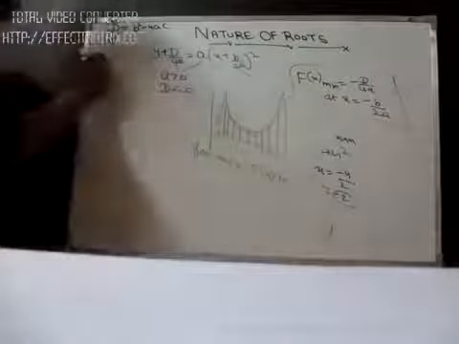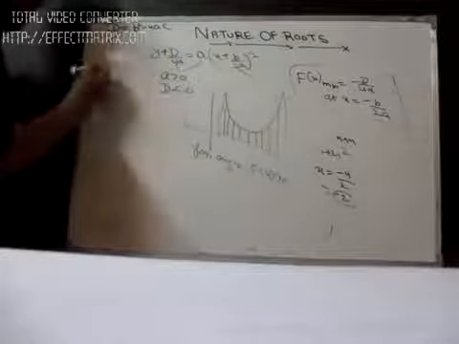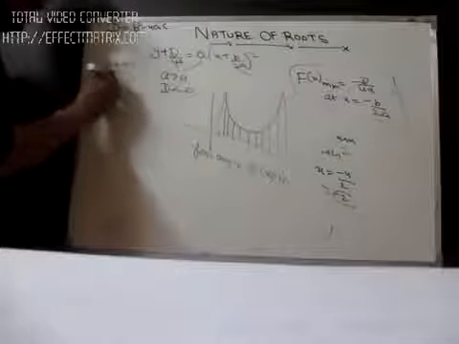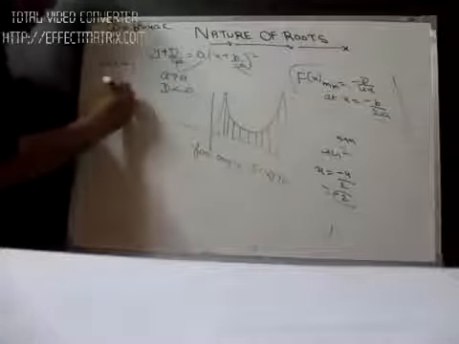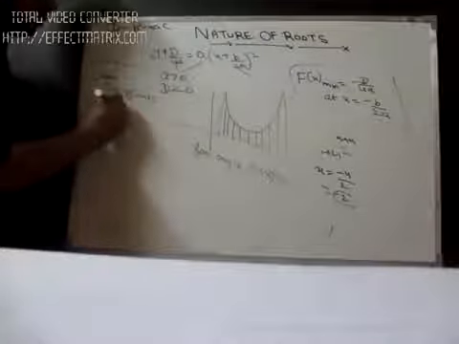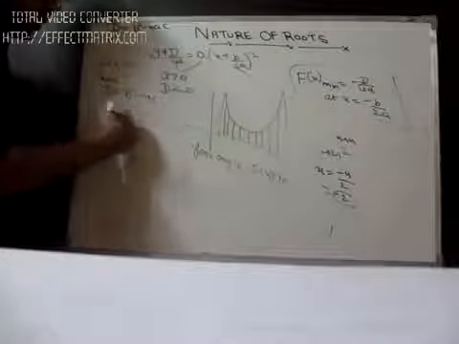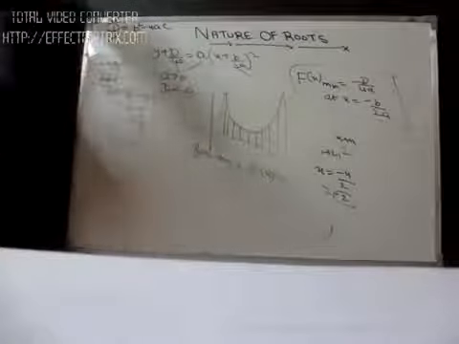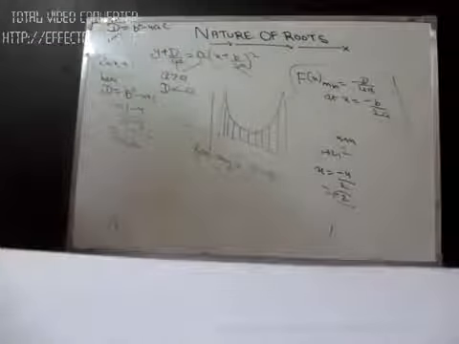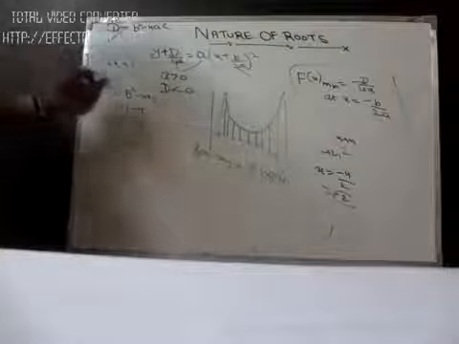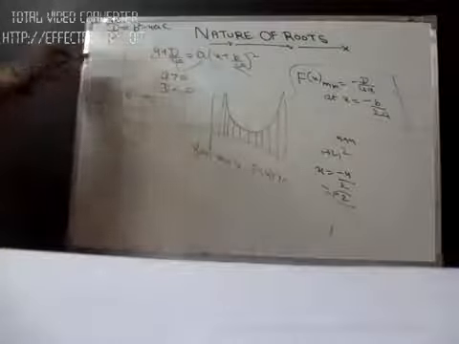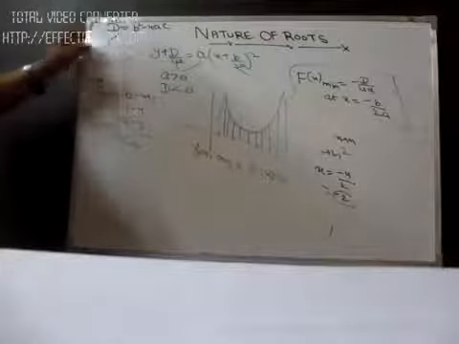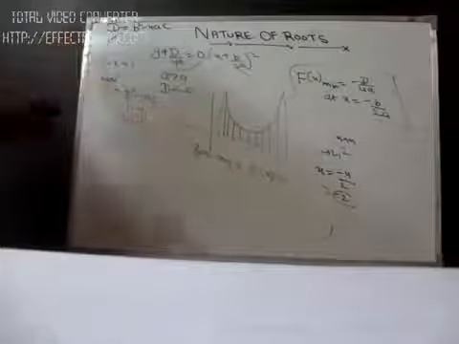Like x square plus x plus 1. Here D is equal to b square minus 4ac, which means 1 minus 4, that is minus 3. D is less than 0. So this value will always be greater than 0 for any real value of x. Put x equal to minus 3, minus 4, 2, 0, 1, any value of x, this value will be greater than 0. Okay?